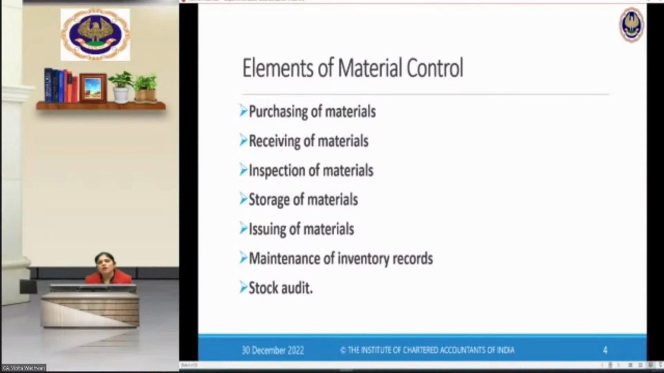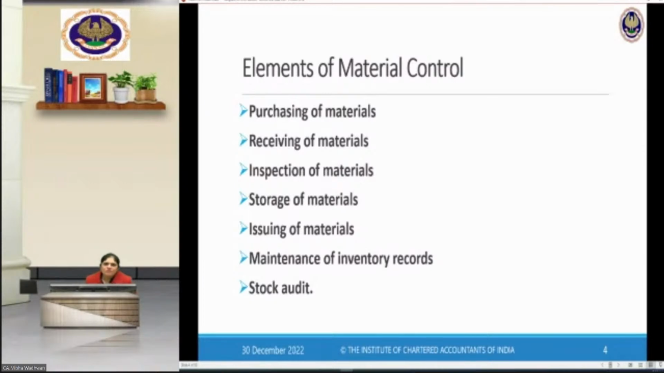So how are we going to do material control under material costing? Basically, material control has its own phases. Material control starts with material procurement. Material procurement means how we purchase the material from the vendor or the supplier, from the outside market. So that is material procurement.